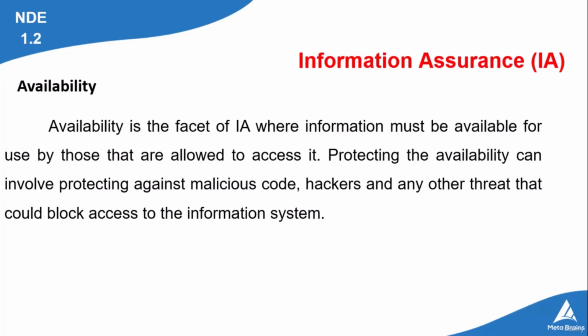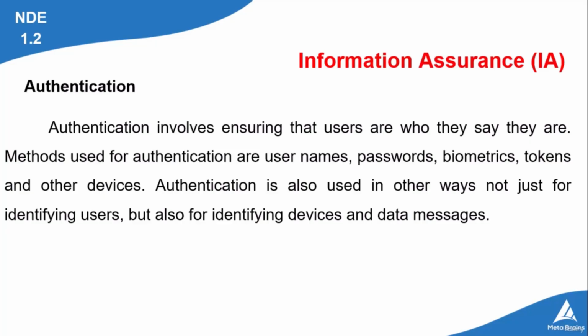Protecting the availability can involve protecting against malicious code, hackers, and any other threat that could block access to the information system. Authentication involves ensuring that users are who they say they are. Methods used for authentication are usernames, passwords, biometrics, tokens, and other devices. Authentication is also used in other ways, not just for identifying users, but also for identifying devices and data messages.